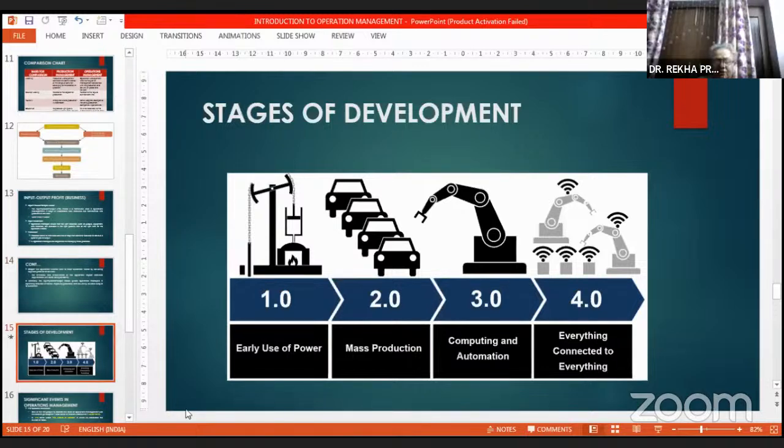So these are the 4 stages up till now of production and operations management. We have come to the 4th stage. First is the early use of power. Initially we were doing things by our own hand. Then we started using power. Then this led to mass production.